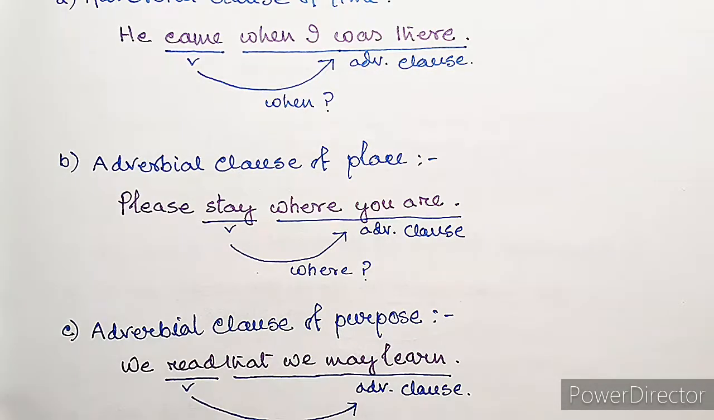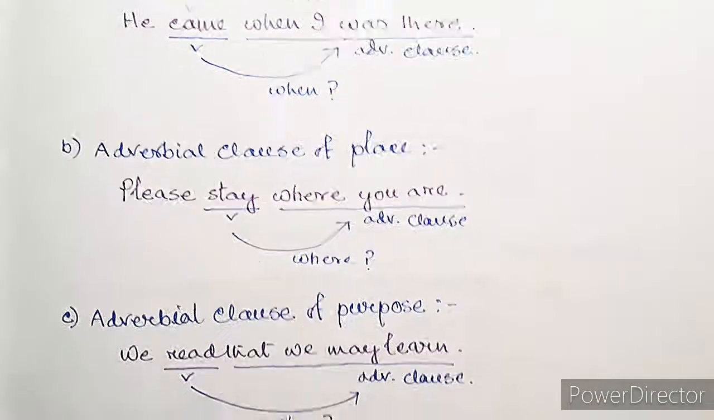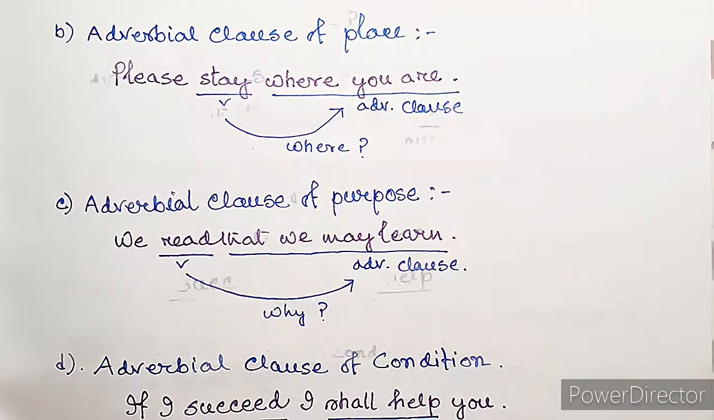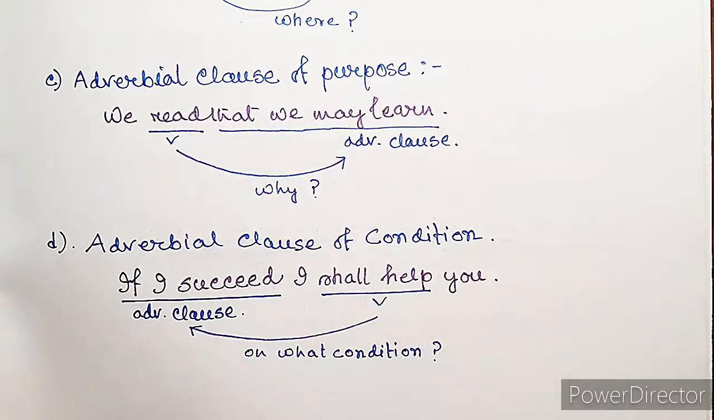The next point is adverbial clause of place. Please stay where you are. Here the subordinate clause where you are modifies the verb stay. Next comes adverbial clause of purpose. Take the example, we read that we may learn. Here the subordinate clause that we may learn modifies the verb read.